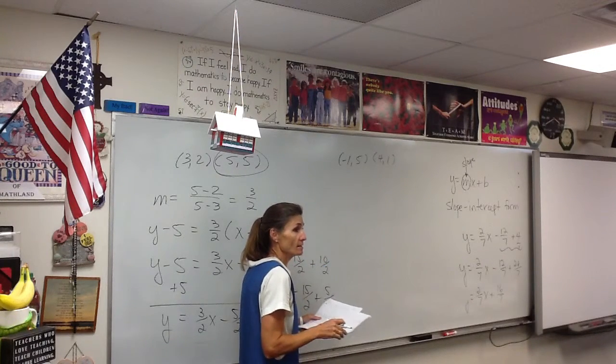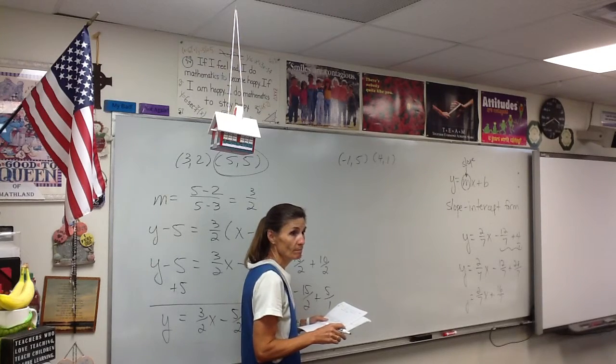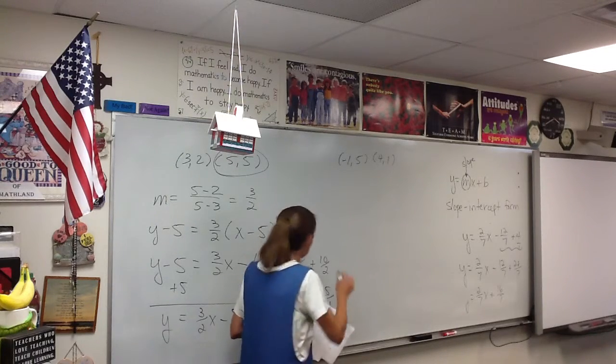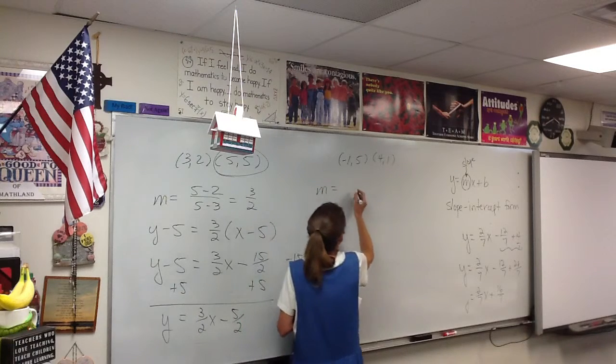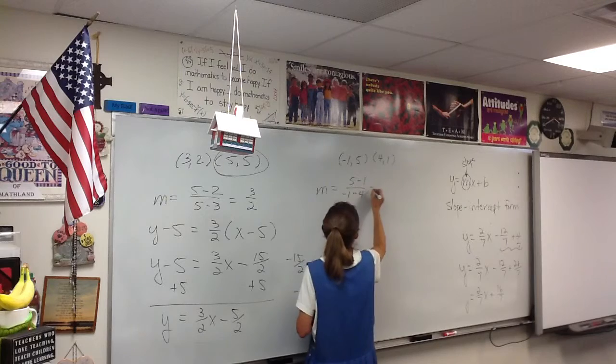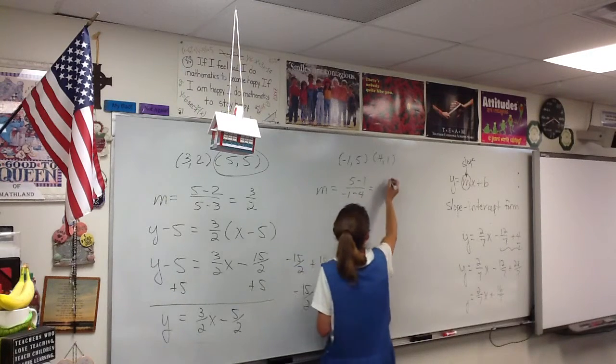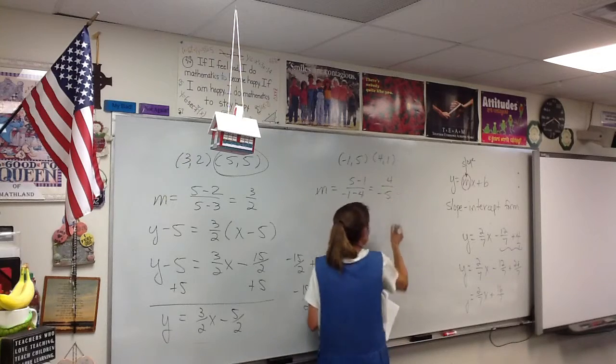Which is what? Cole Peterson? Find the slope. So 5 minus 1, negative 1 minus 4. It looks like our slope is negative 4/5.